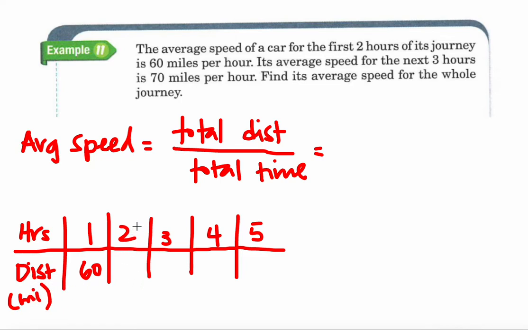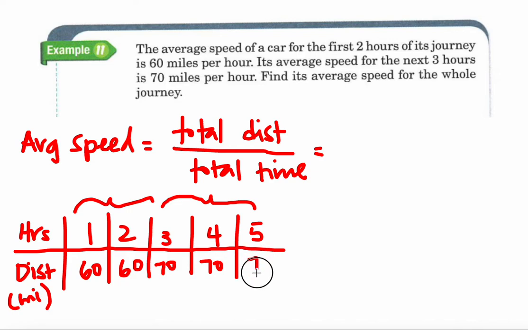After 2 hours, because for the first 2 hours they're traveling 60 miles per hour, they're traveling another 60 miles because it's 60 miles per hour. Its average speed for the next 3 hours is 70 miles per hour. So for these next 3 hours, it's 70 miles for every hour. Okay? So to find the average speed, we need the total distance divided by the total time.